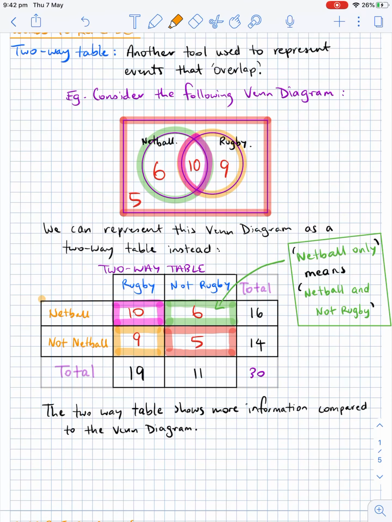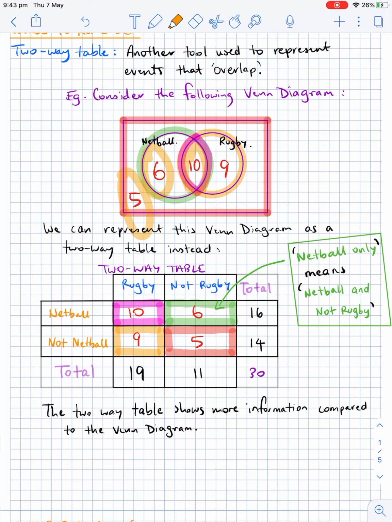So you pretty much want to put all these lines in between each other like this, and you set up a table. Once you do that, you also want to have a column for the totals, and a row down the bottom for totals as well. So you end up getting a whole heap of lines all over the place. Okay, so what do we do with this two-way table?